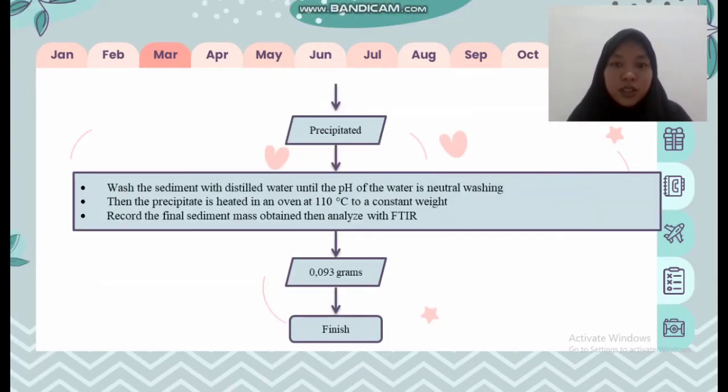The next is precipitate. Wash the sediment with distilled water until the pH of the water is neutral, and then the precipitate is placed in an oven at 110 degrees Celsius to a constant weight, and record the final sediment mass obtained for analysis with FTIR. And the product is 0.093 grams and finish.